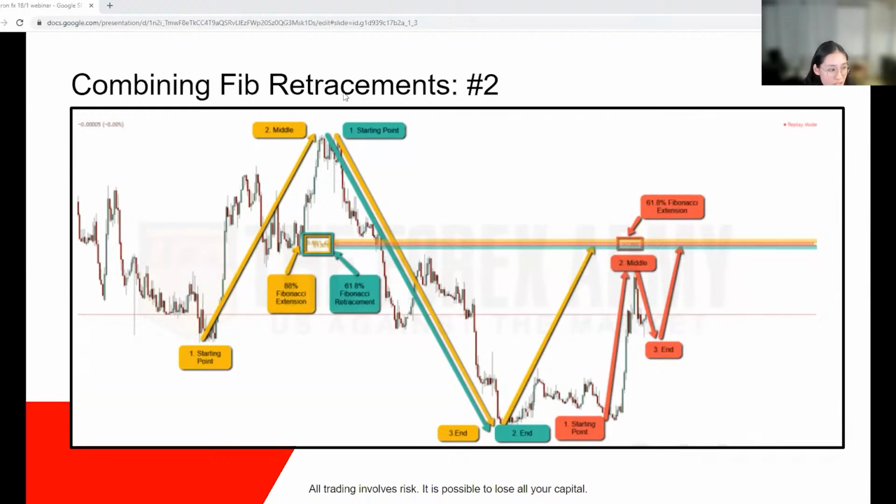Okay, and it gives you an 88% Fibonacci extension, which lines up with the 61.8% Fibonacci retracement. Starting point here and ending point here. You can see a very clear downtrend here, the green arrow.